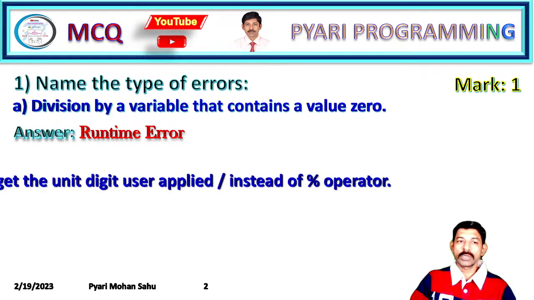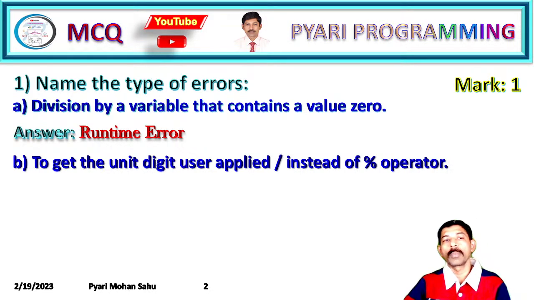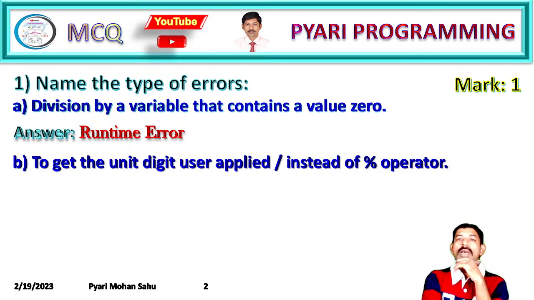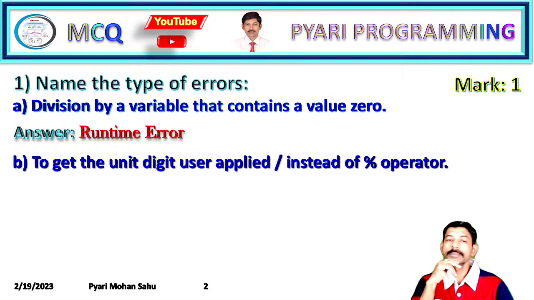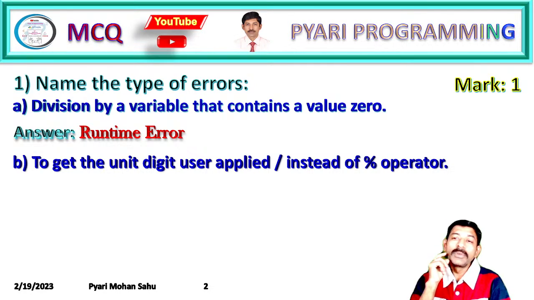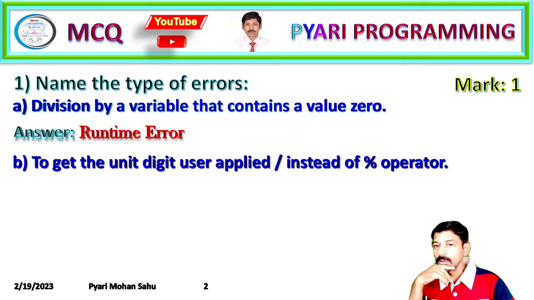Okay. The next question is: to get the unit digit, the user applied / instead of the modulo operator. So what exactly is this? This will also generate an error, but a syntax error will not appear in this case. Yet I have not received the answer.